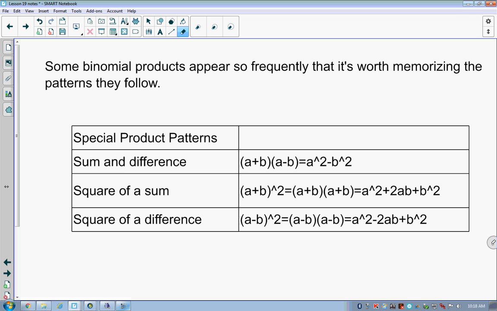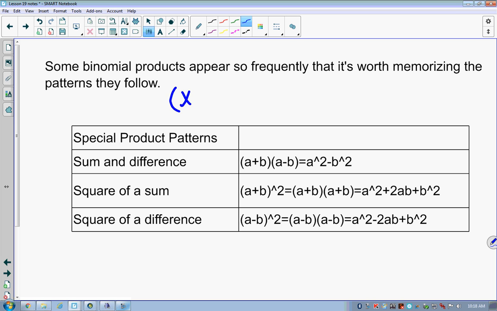Then we have a square of a sum, where x plus b squared is going to be x plus b times x plus b. And it always winds up pretty much in the same situation, where I've got a squared plus 2ab plus b squared. So let's go ahead and try to do this.